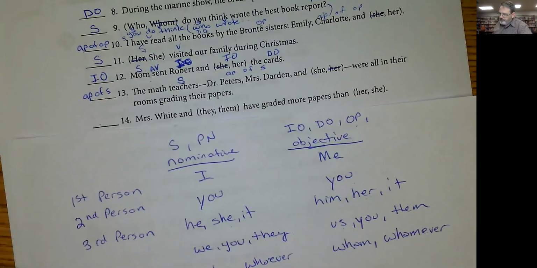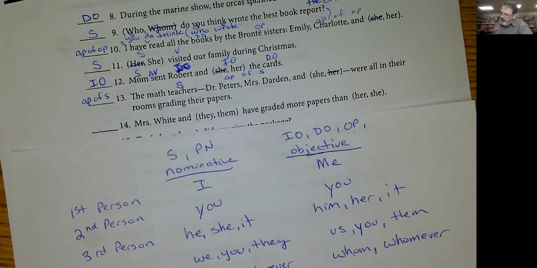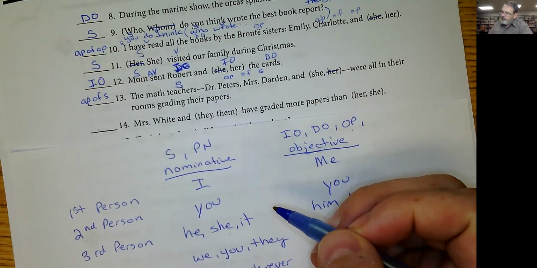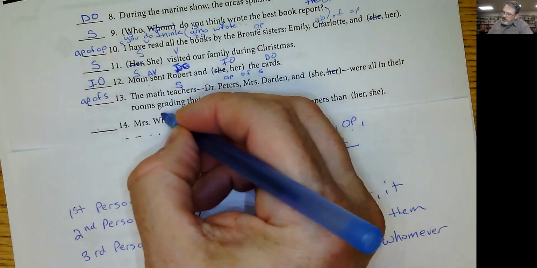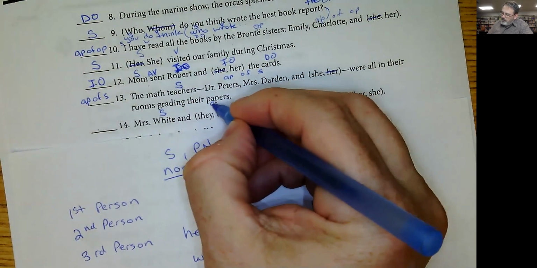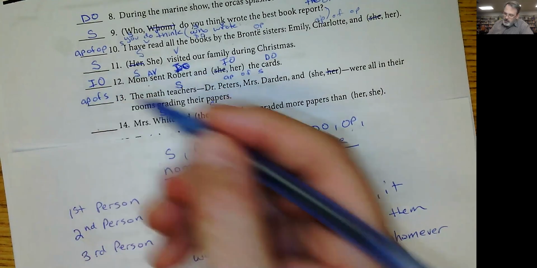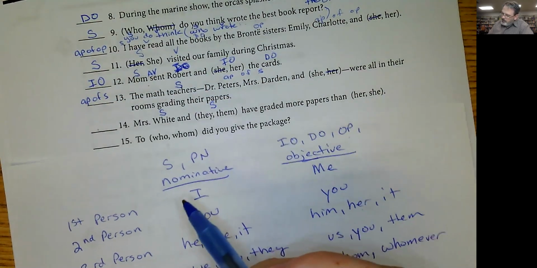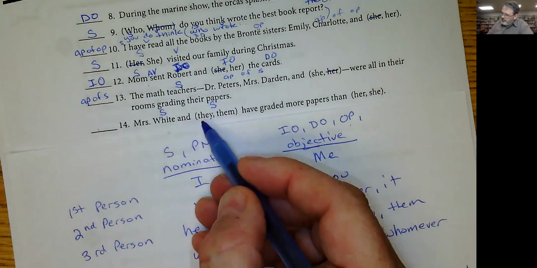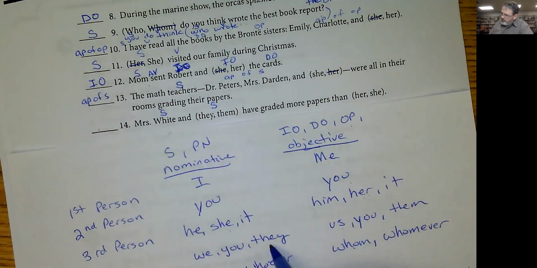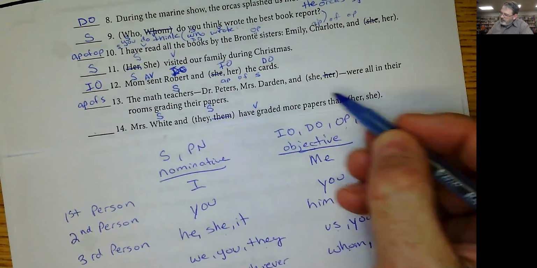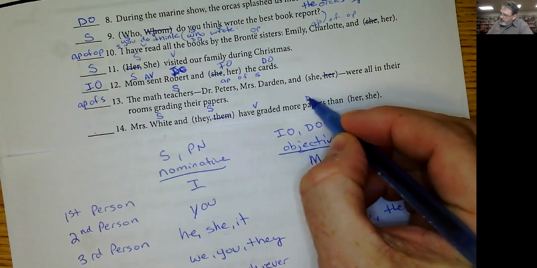Next, Mrs. White and they or them have graded more papers than she or her. Well, subject is Mrs. White. This is also a subject. Okay, so let's see. So that means it is they or them, nominative case, they is, so cross out them. Have graded is the verb. Papers is the direct object.